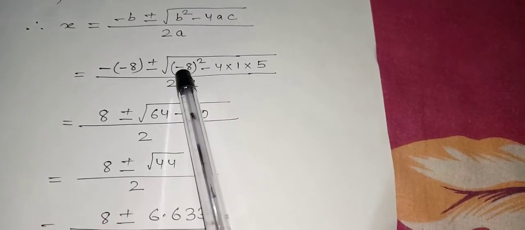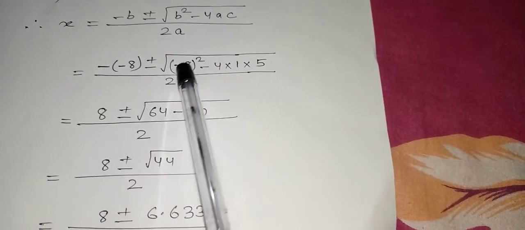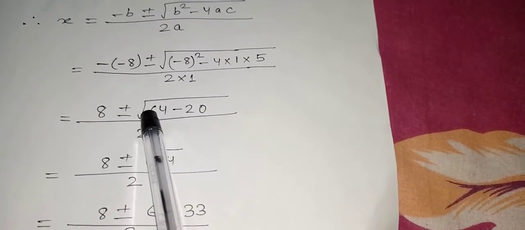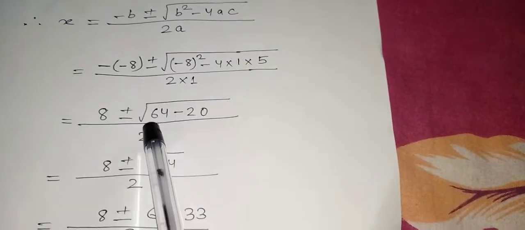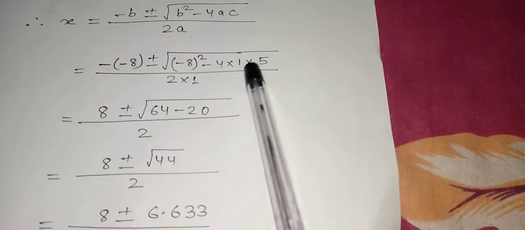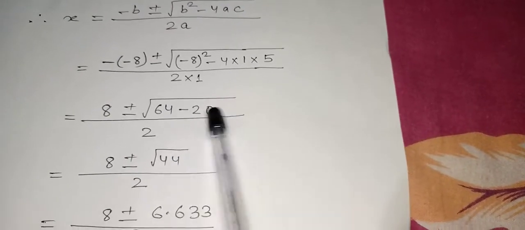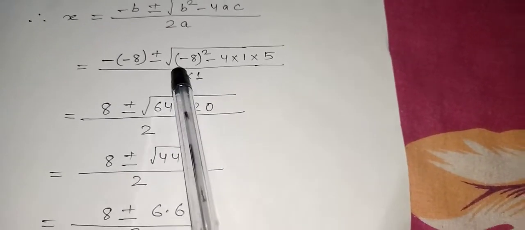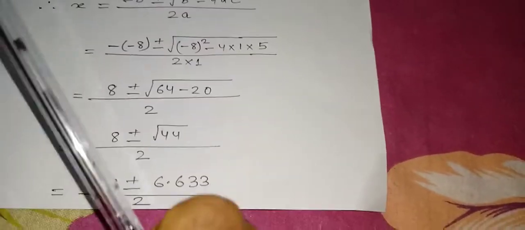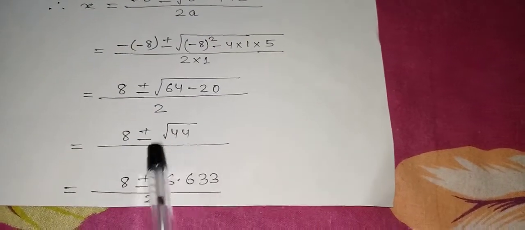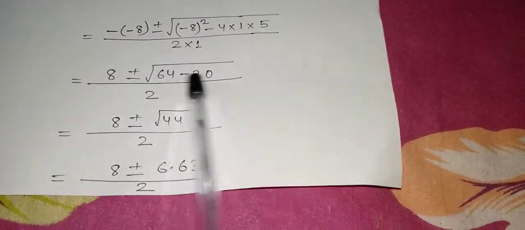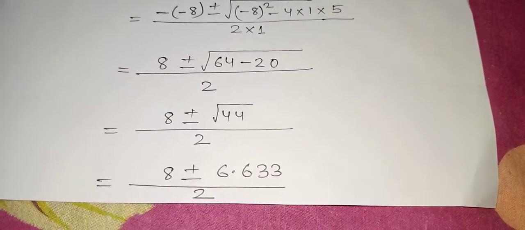So children, whenever there is minus whole square, then you can say minus becomes plus in the whole square, and 8 square is 64. And here 4 ones are 4, 4 fives are minus 20. So 64 minus 20, root over, by 2 ones are 2. Now 8 plus minus root over 44, because after subtraction we get 44, by 2.